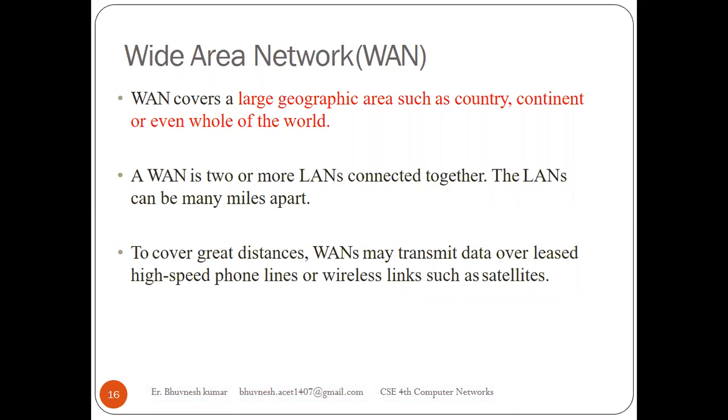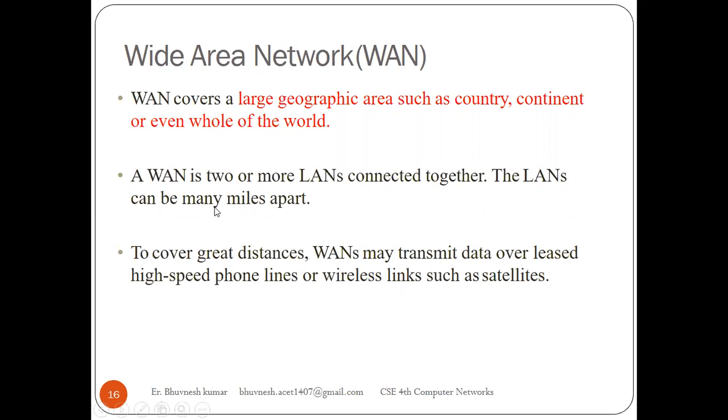Then next is your wide area network. A WAN covers a large geographic area such as a country, continent, or even the whole world. If the network is created in a country or a continent or throughout the world, that network is your wide area network. A wide area network is two or more LANs connected together. The local area networks can be many miles apart.